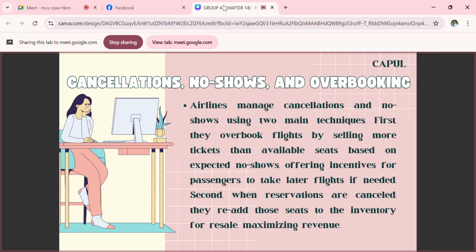The second one is when a reservation is cancelled. Airlines can re-add those seats back to their inventory for the appropriate fare classes, making them available for other customers to book. These methods help airlines optimize their capacity, minimize empty seats, and ultimately increase their revenues. Next slide, please.